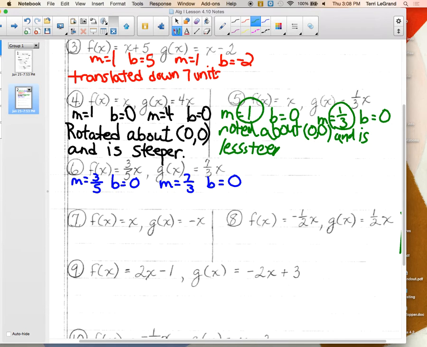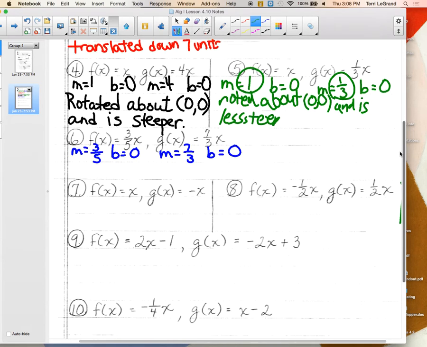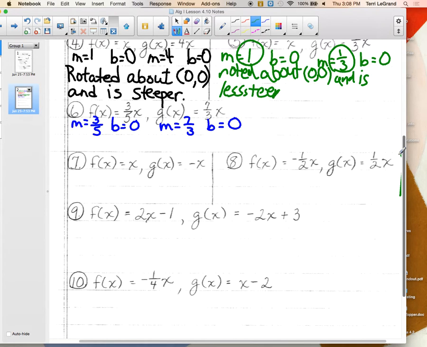Okay, so now that we've got the English and the math part of this figured out, how about number 6? You guys just tell me what it is. What did you put on your papers for number 6? What happened in this one? Kara, what'd you get? Rotated around 0, 0 and steeper. Rotated about 0, 0, and is steeper.